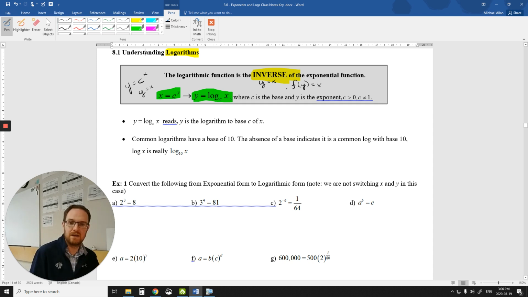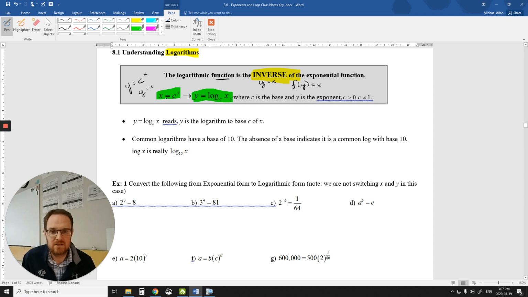We switch the x and y's, so it becomes what we call a logarithmic function. And it is a function. It does pass the vertical line test. It will have a vertical asymptote now because of how inverses work. If an exponential function has a horizontal asymptote, then the inverse will have a vertical asymptote. All the domain and ranges will switch. X and y intercepts will switch. Every single x and y will switch no matter where they are.